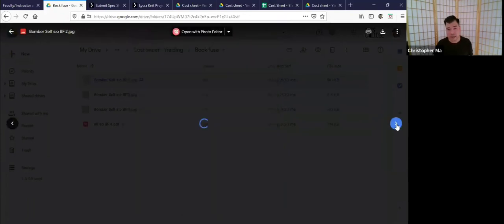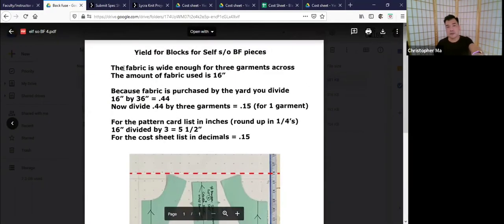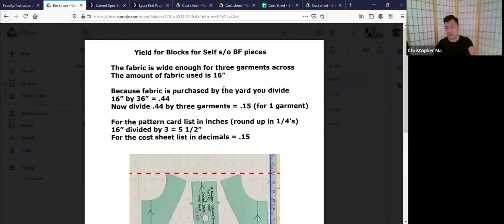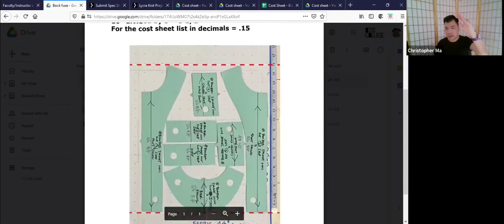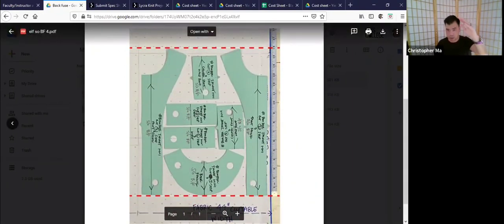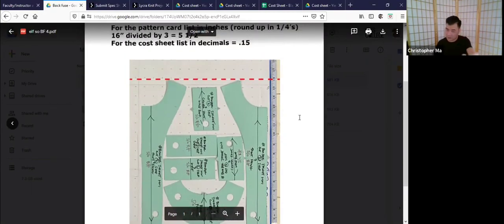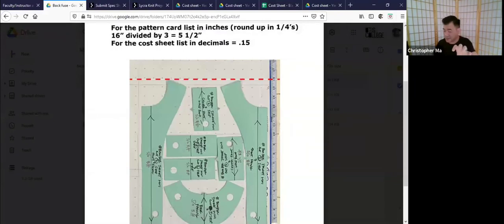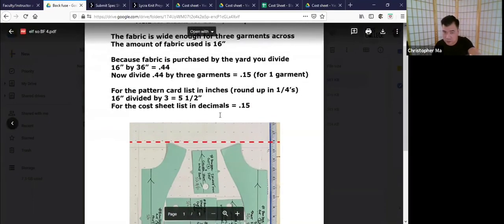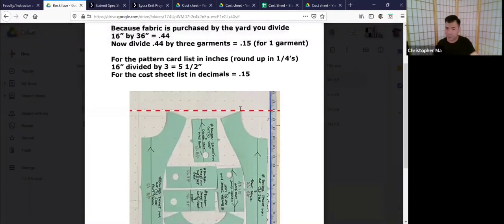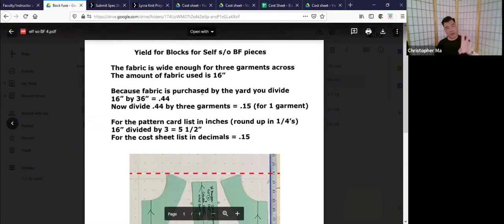In this case, let's see. So you're gonna fit 3 across, right? So let's do a little number here. The fabric width is wide enough for 3 garments. The total amount used is 16 inches. So in this case, it's 16 from here to here. You see the tape measure, 16, right? For yours, it will be a little different, obviously, because this is for toddler size. Yours will be way longer. So please don't think about these numbers fitting into your cost sheet. It won't apply. This is just an example.